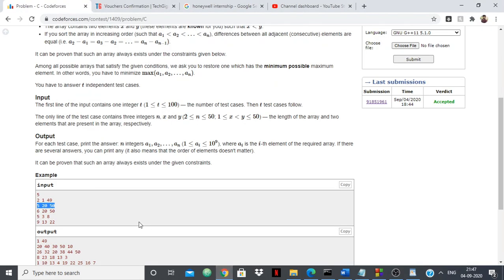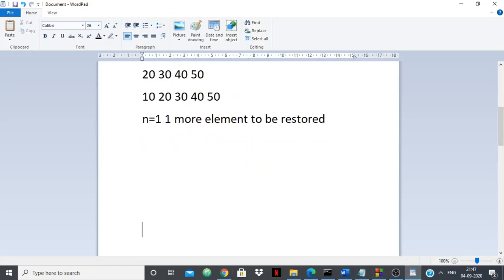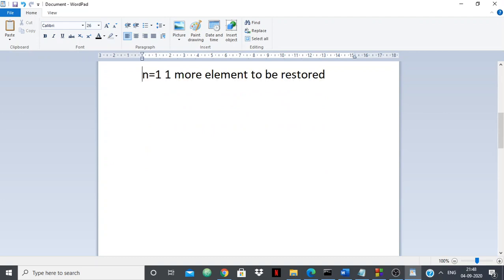Now let's look at another example. So let's look at 6, 20 and 50. So 6, 20 and 50 are there. Now first I will see how many elements I have to restore. I have to restore 4 elements, right? So if I want to restore 4 elements with a common difference, then I will check whether 30 by 4 plus 1 is divisible or not, because I want to restore 4 elements. So 30 by 5, that is divisible, right? So I'll get the common difference as 6, meaning I am getting all the elements between 20 and 50.